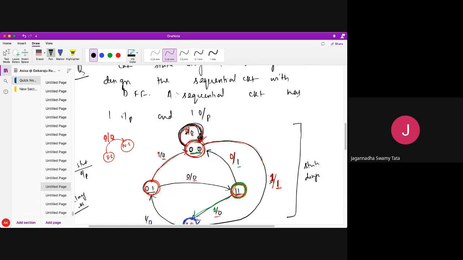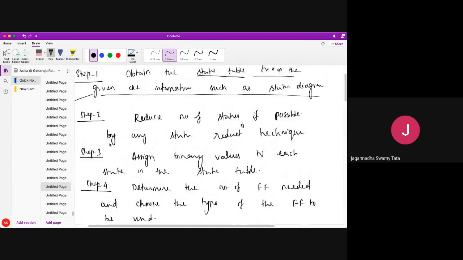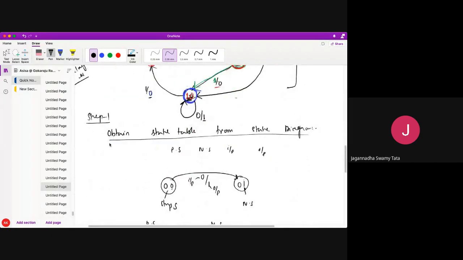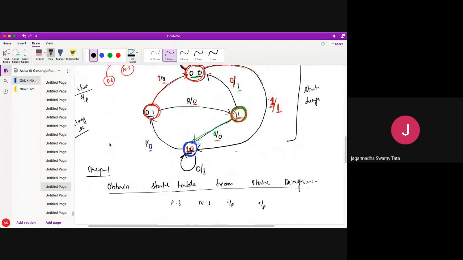What is step 2 here? Step 2 is here. Reduce number of states if possible by using state reduction technique. Okay, I have not yet discussed the state reduction technique. You can see over here, it is not possible to reduce the states, because two present state, next state, and outputs are not same.